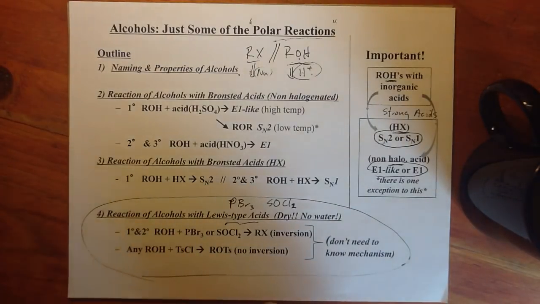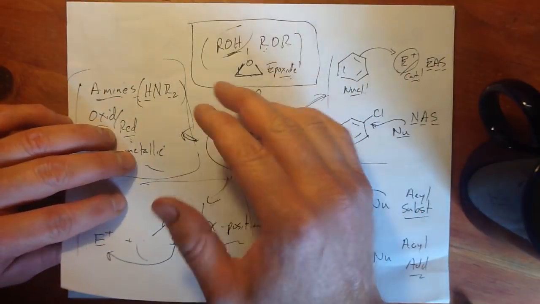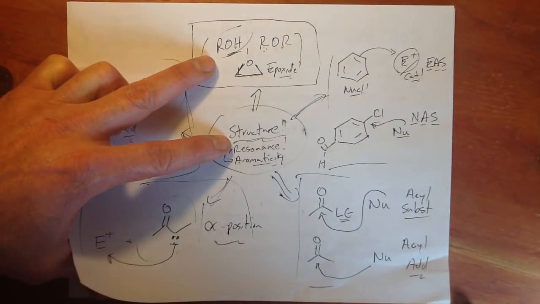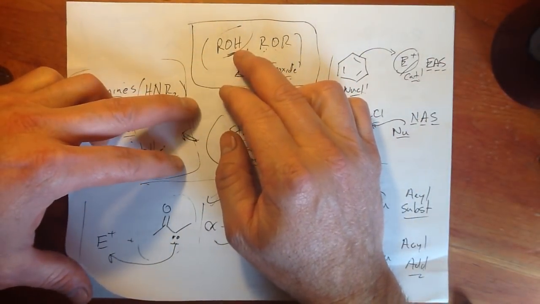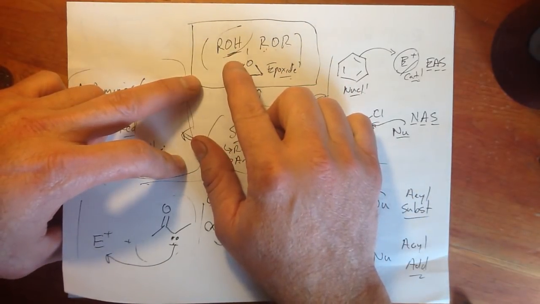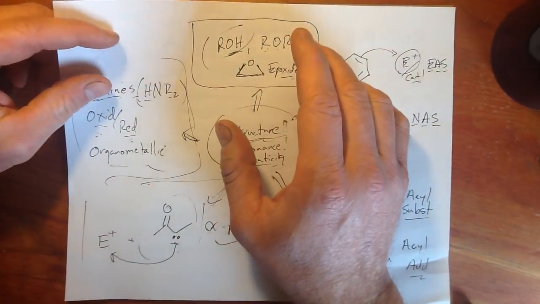Well, this is the second of 3 videos on alcohols, ethers, and epoxides. And in the first video, we just looked at the naming and properties of alcohols. But in this one, we're going to look at just the polar reactions of alcohols. Not all reactions of alcohols. There are some oxidation reactions that alcohols can undergo, but we're just going to focus on the polar reactions.